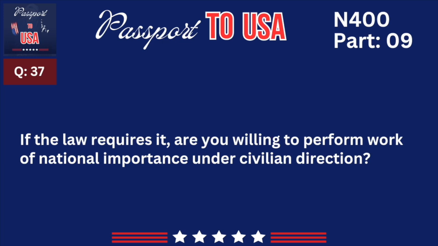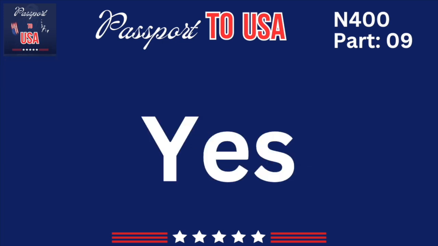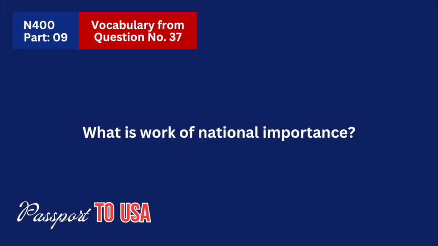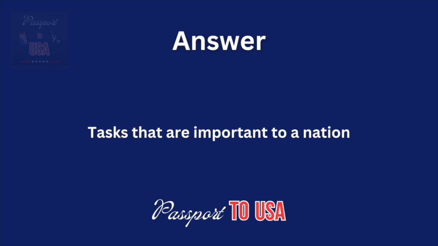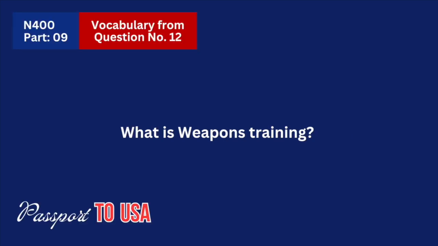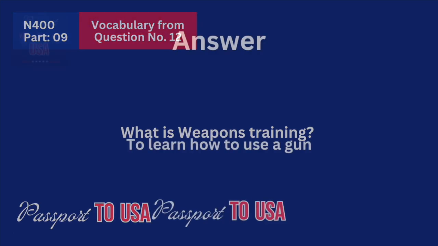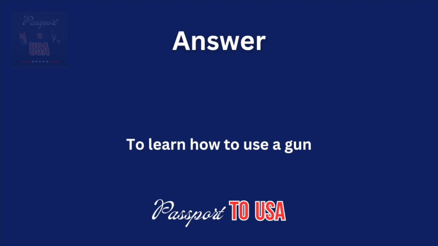If the law requires it, are you willing to perform work of national importance under civilian direction? Yes. What is work of national importance? Tasks that are important to a nation. What is weapons training? To learn how to use a gun.